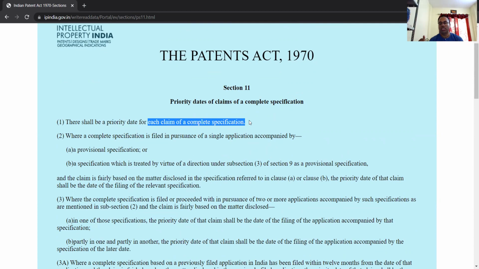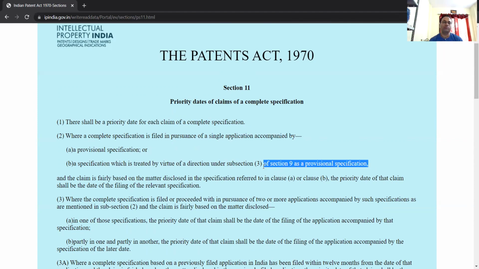What it means is that you may have 10 claims and 10 provisional applications, and all these 10 claims may refer to 10 different provisional applications. Where a complete specification is filed in pursuance of a single application accompanied by a provisional, or a specification which is treated by virtue of a direction under section 9(3) as a provisional specification.